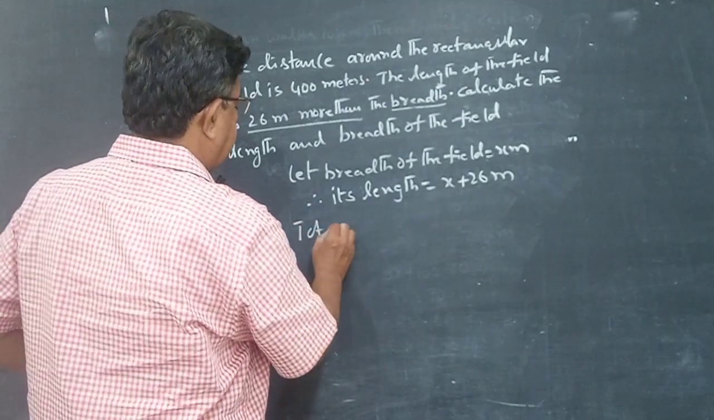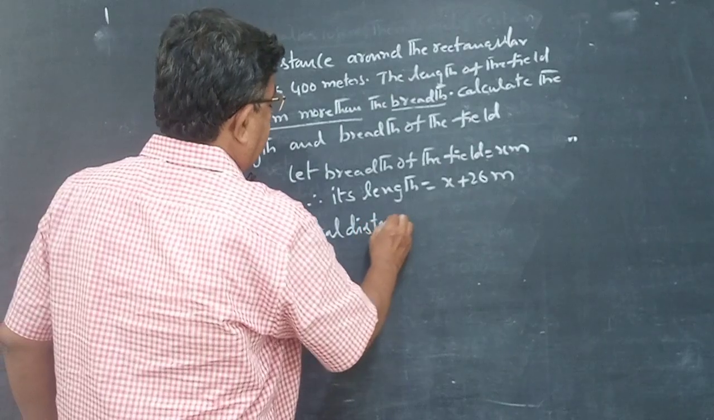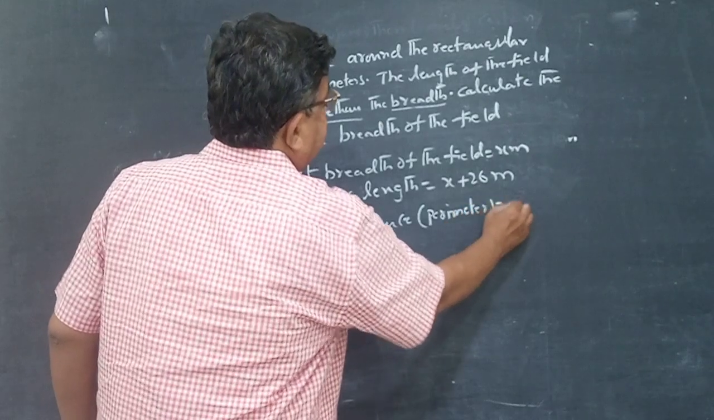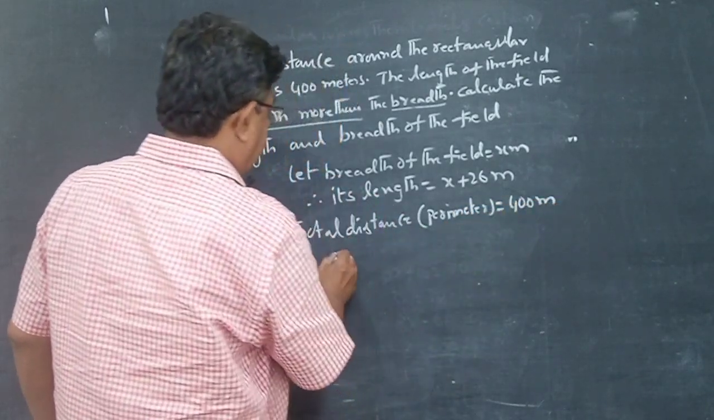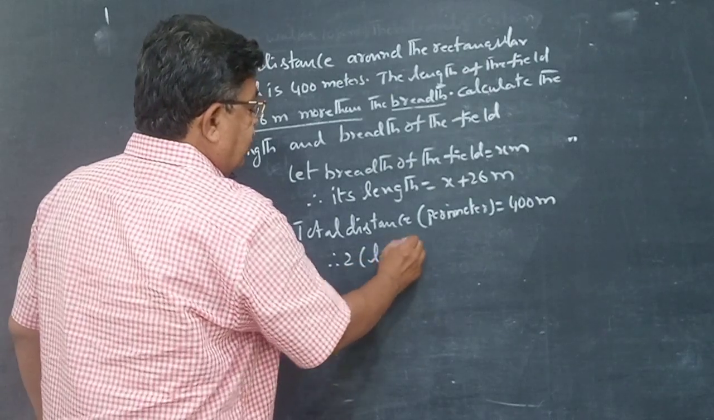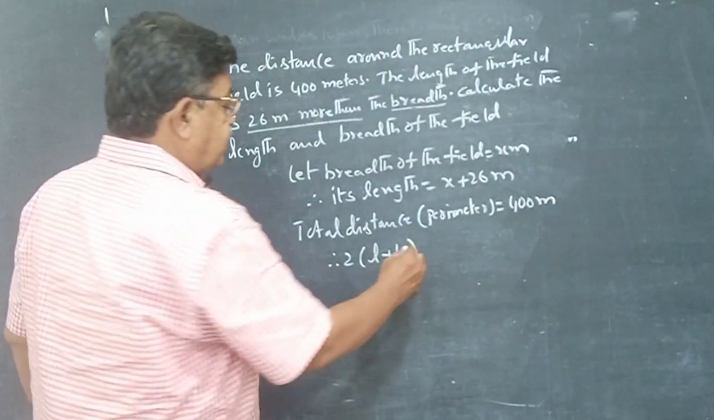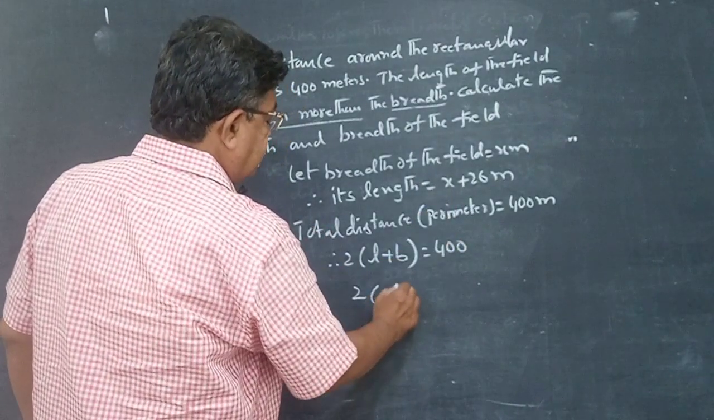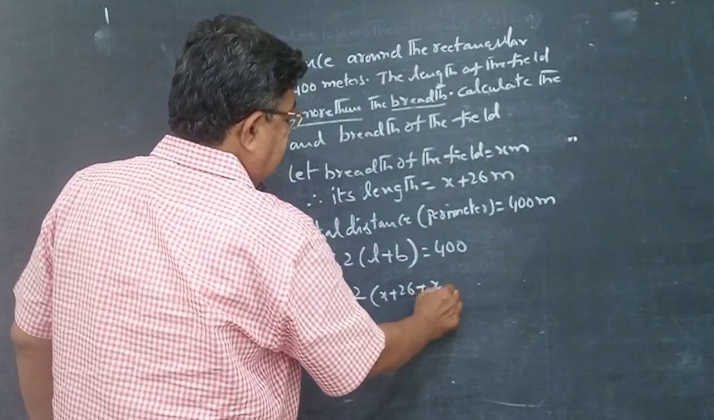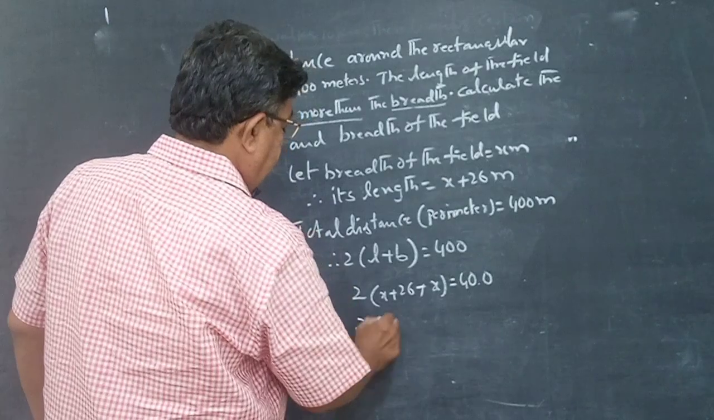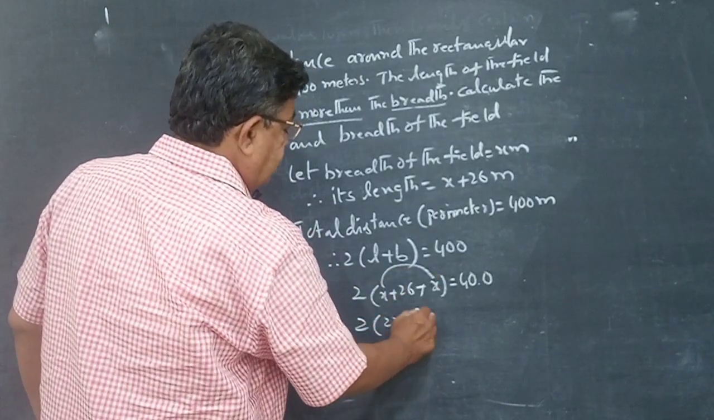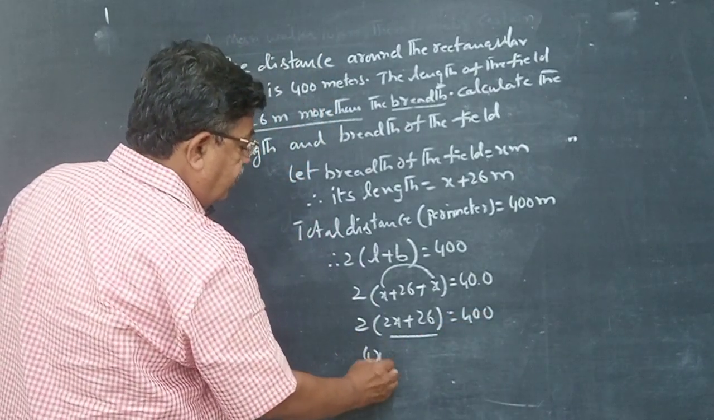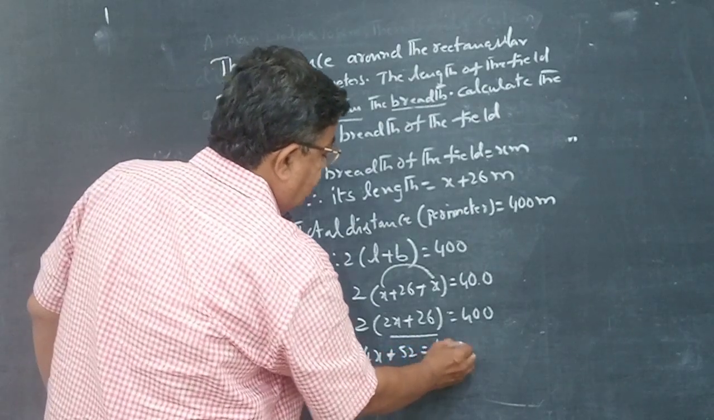Now, total distance. Total distance is nothing but perimeter. In brackets you can write it as perimeter. How much is it given? 400 meters. Therefore, what is the perimeter of a rectangle? It is given by the formula 2 into (L plus B) is equal to 400. 2 into what is the value of L? x plus 26 plus what is the value of breadth? x is equal to 400. 2 into (x plus x), 2x plus 26 is equal to 400. Both the terms you multiply by 2. 2 2s are 4x plus 52 is equal to 400.